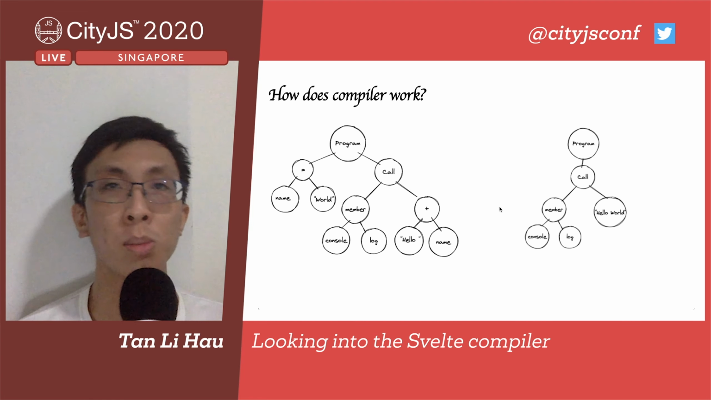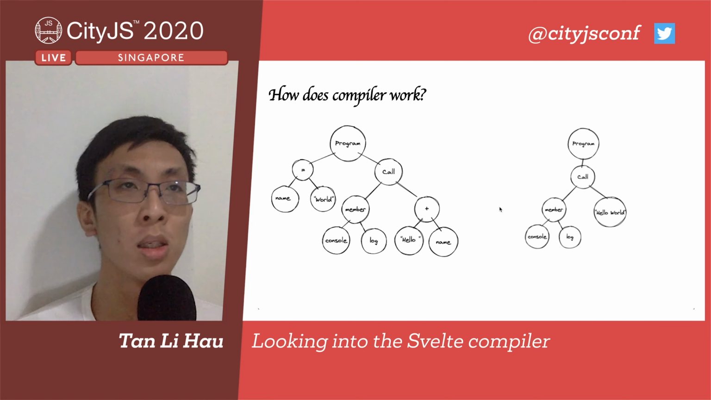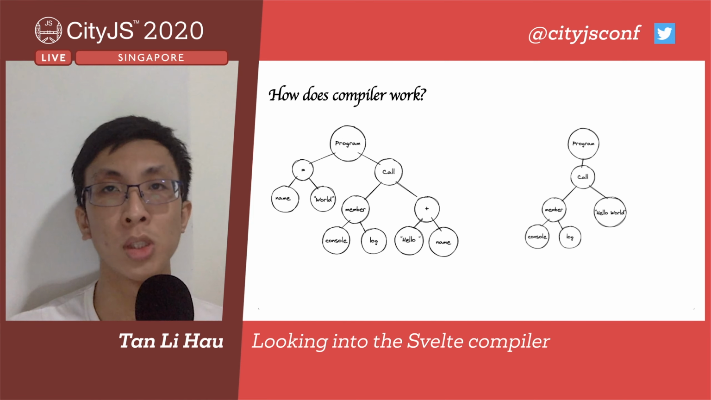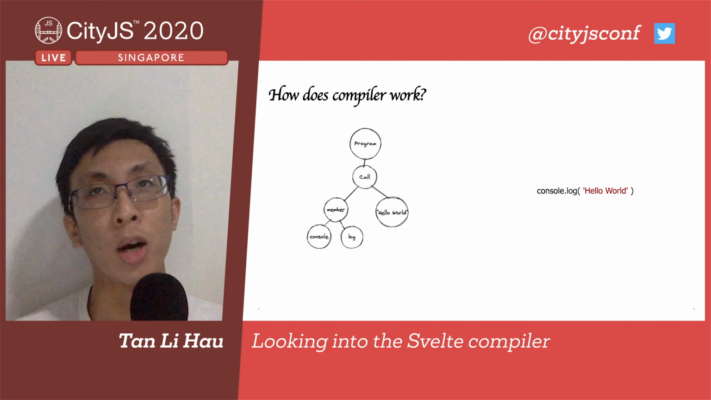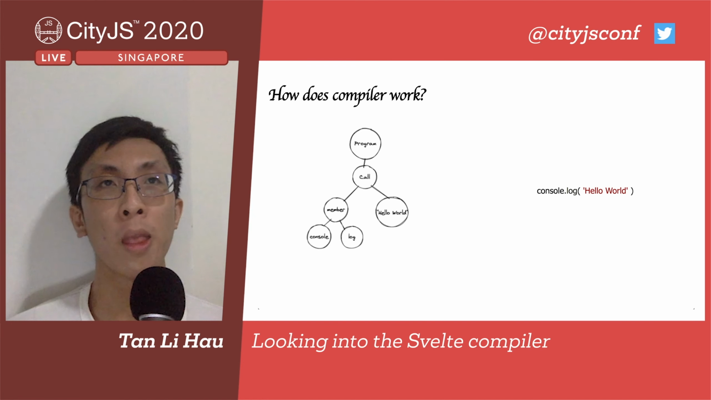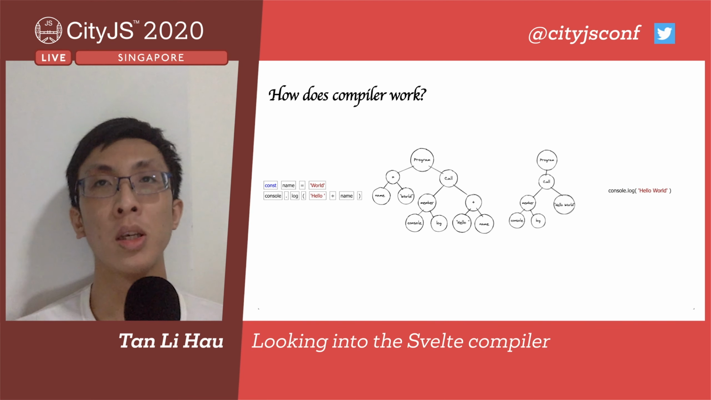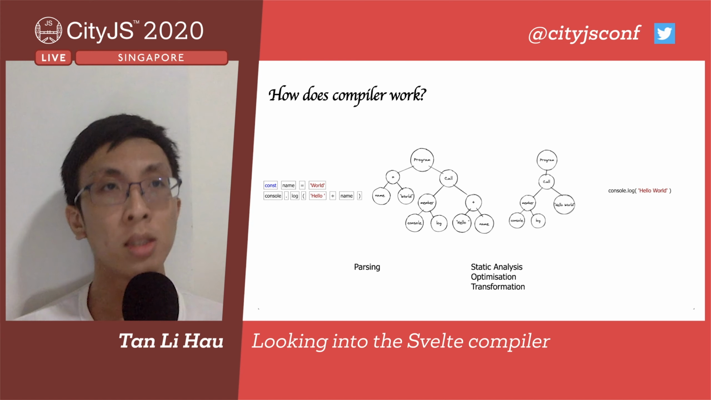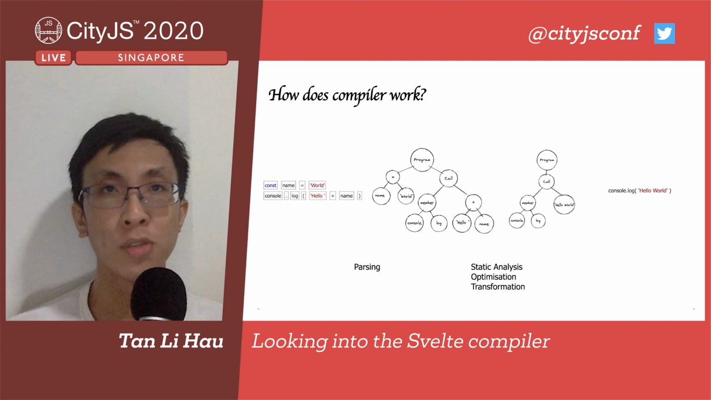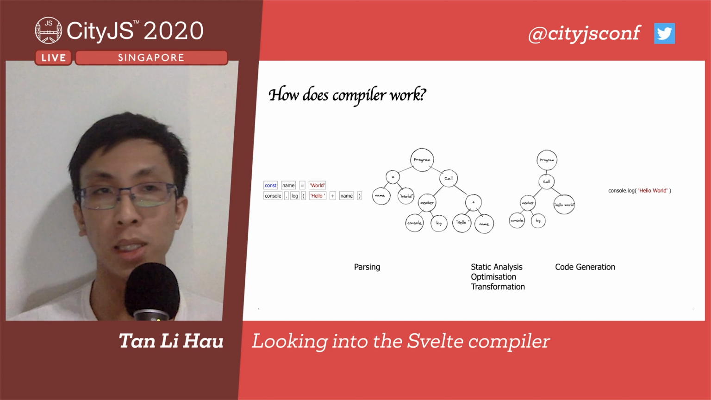And what the compiler sometimes does is analyze and apply transformations to the AST using tree traversal algorithms such as depth first search. And finally, the compiler generates a code output based on the final AST. In summary, a generic compilation process involves parsing the code into an AST, doing analysis, optimization, or transformation on the AST, and then generating code out from the AST.